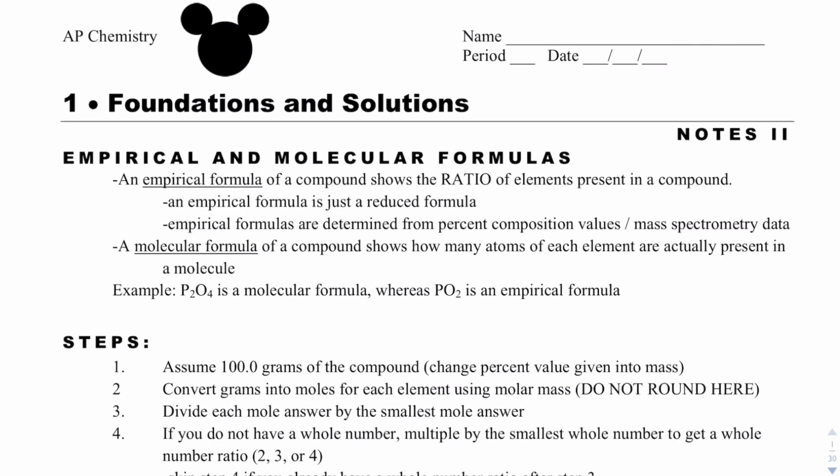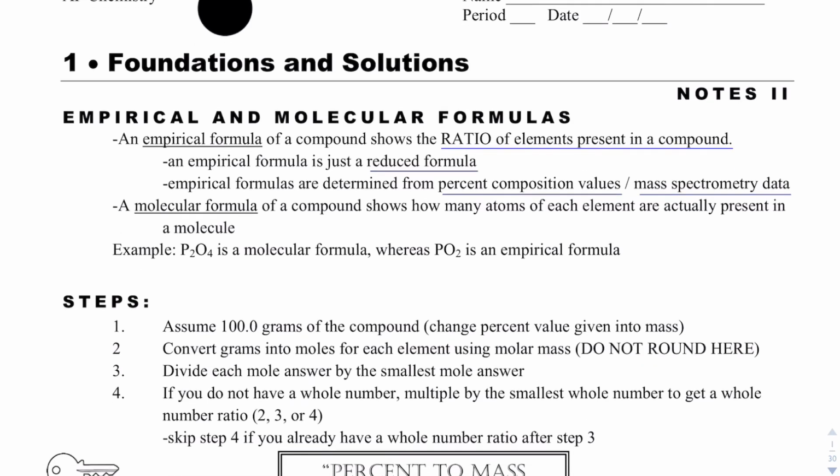Okay, so an empirical formula is a reduced formula. It just shows you the ratio of elements in your compound. And the way we determine the empirical formula is we'll use percent composition values. And those values specifically come from mass spectrometry data, and that'll be our last set of notes in this unit.